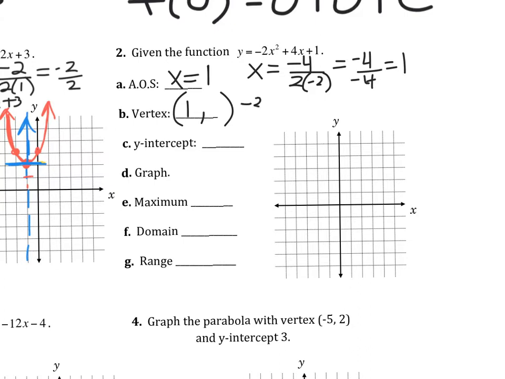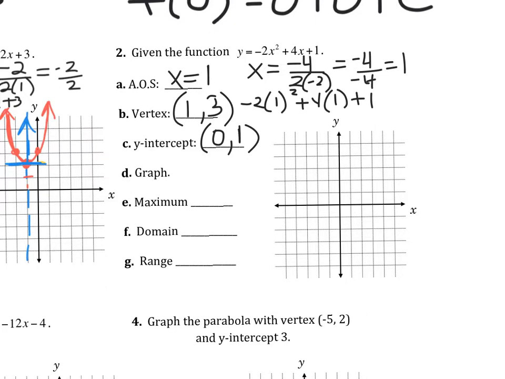So we have -2 times 1 squared plus 4 times 1 plus 1. So that will give us, what is that? 5 minus 2, 3. Okay. Pretty sure that's right. Let's double check. -2 plus 4 is 2 plus 1 is 3. Okay, good. And then the y-intercept, of course, plug 0 in, and it's going to be that constant on the end, which is 1. So let's plot our stuff now.